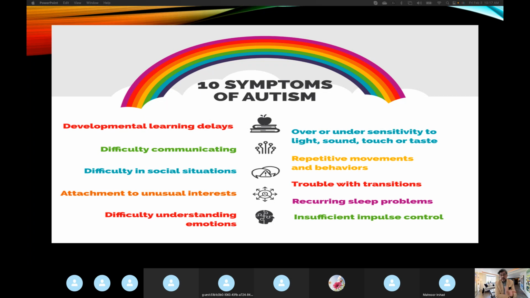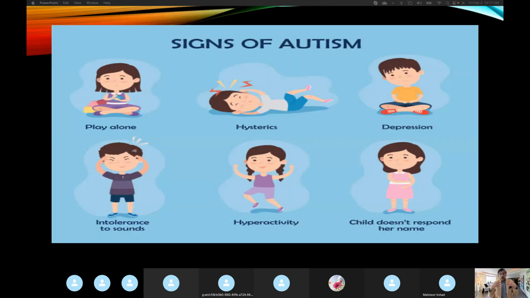Trouble with transitions, as I mentioned earlier, and recurring sleep problems. So most of the time they lie in bed and keep on lying down and are not actually sleeping. Insufficient impulse control. So once something comes out, they want to stay like that for a long period of time.